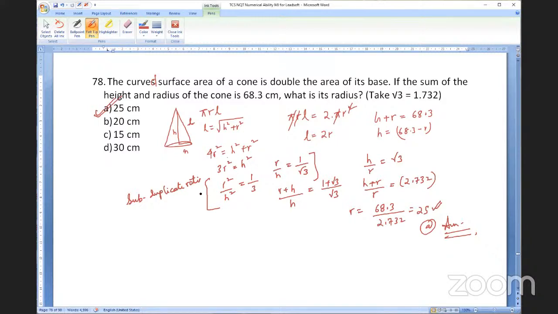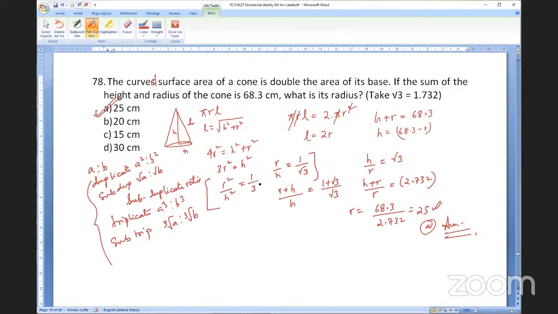We can use subduplicate. If the ratio is a is to b, then duplicate ratio is a square is to b square. Subduplicate is root a is to root b. Likewise, triplicate is a cube is to b cube, and subtriplicate is cube root of a is to cube root of b. We can use it if required. That is what we need to use.